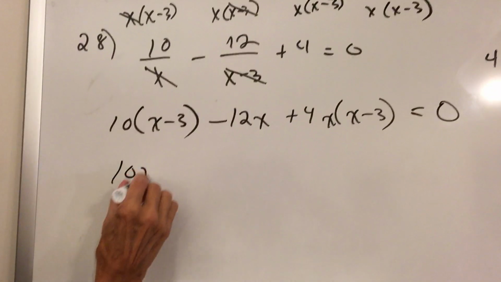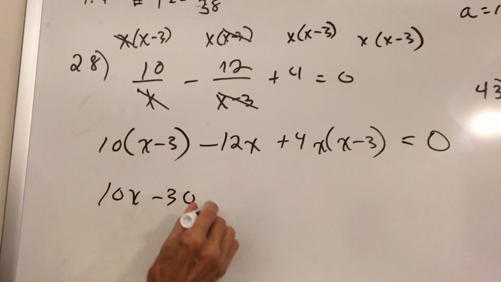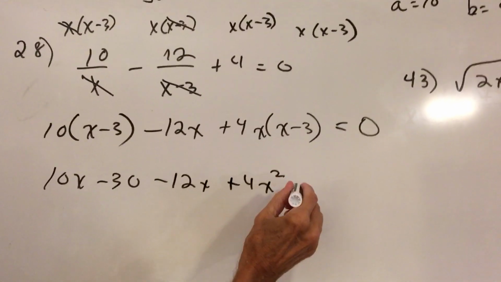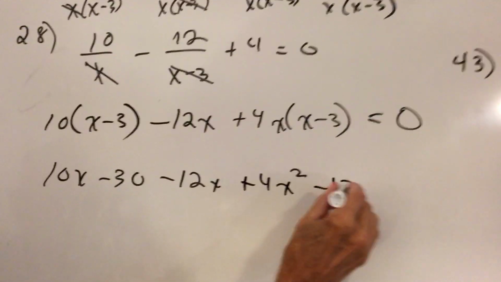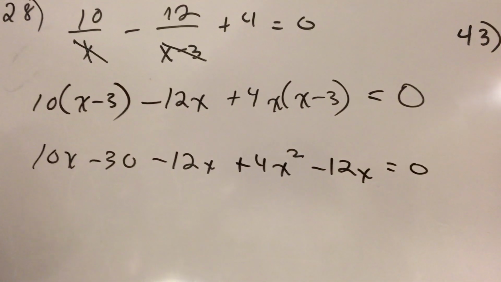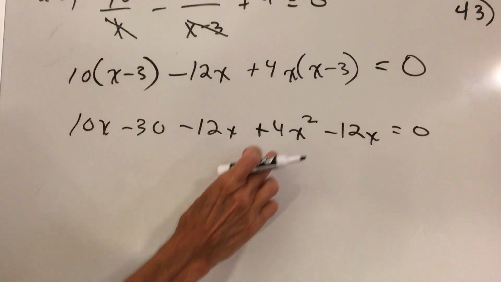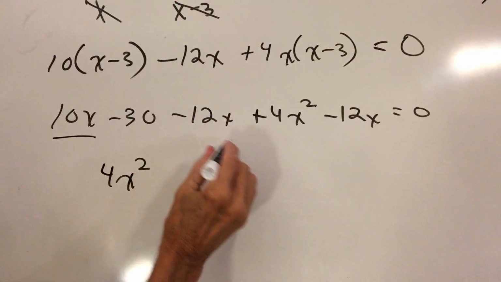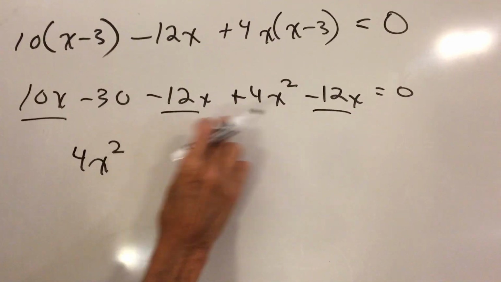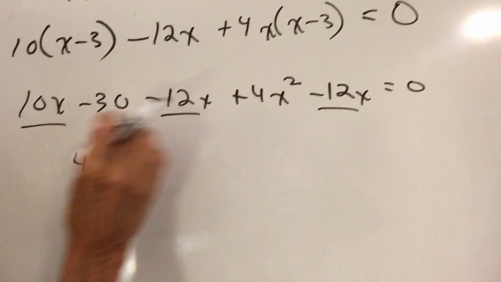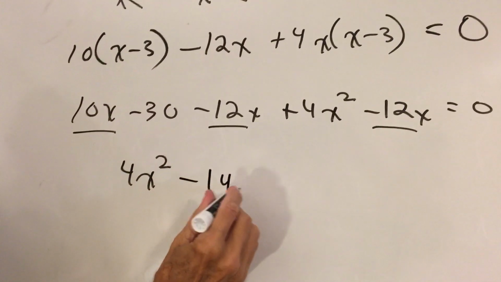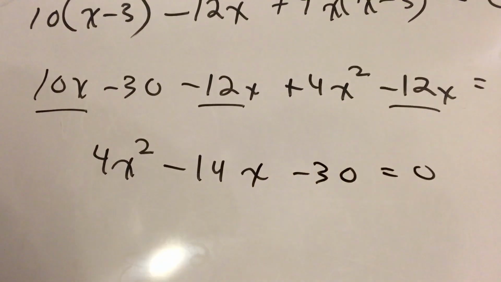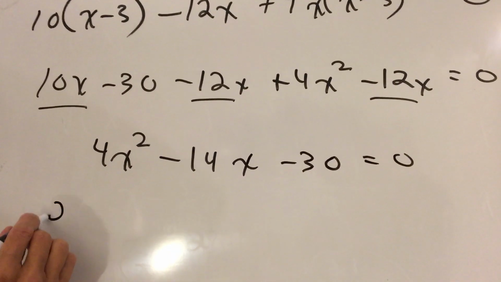Distributing, we get 10x minus 30 minus 12x plus 4x squared minus 12x equals 0. Combining and rearranging, we have 4x squared, and a 10x, a negative 12, and a negative 12. Well, that's negative 24 plus 10, which is negative 14x, minus 30 equals 0. And factor a 2 out.